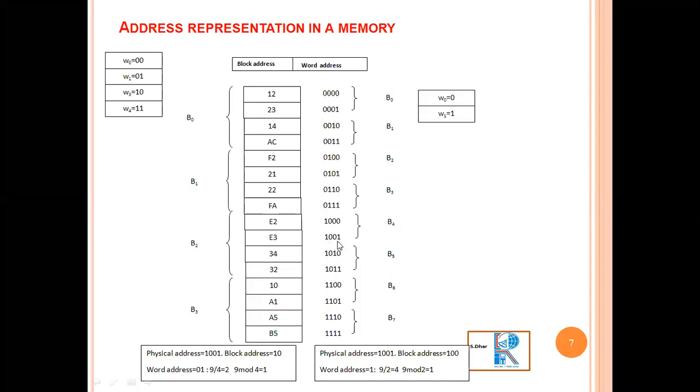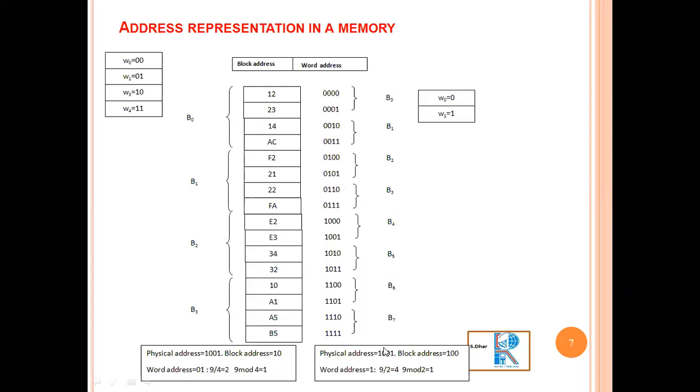So word address 1 is this, because this is 0, this is 1. So 1001. So what is the data? E3. So if this address is given, we'll read the data as E3. And directly you can go from this to this if this is a physical address. So this is block 4, word 1. Similarly, the same thing we can do in a numerical way. What is the numerical way?